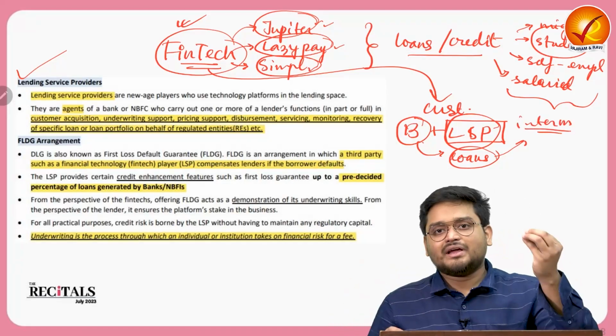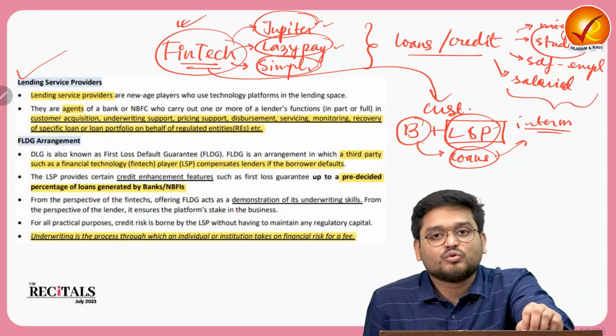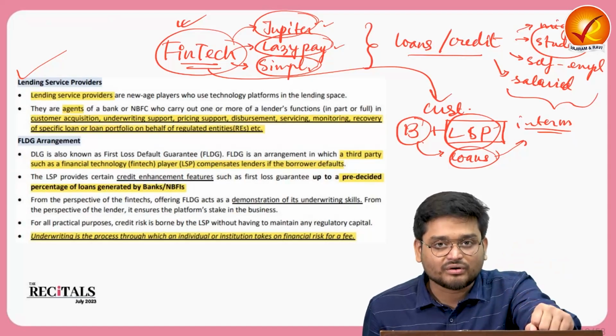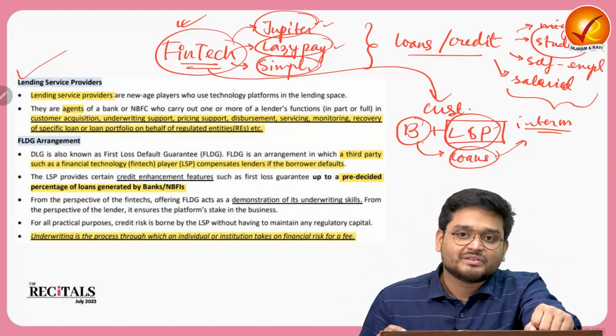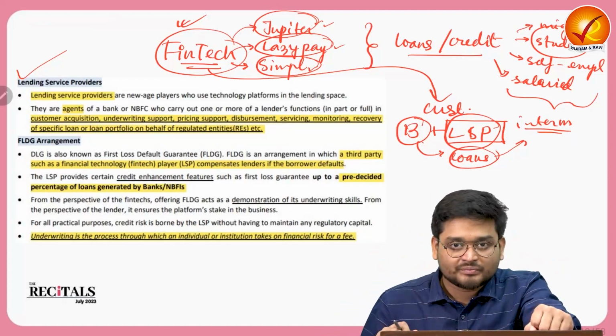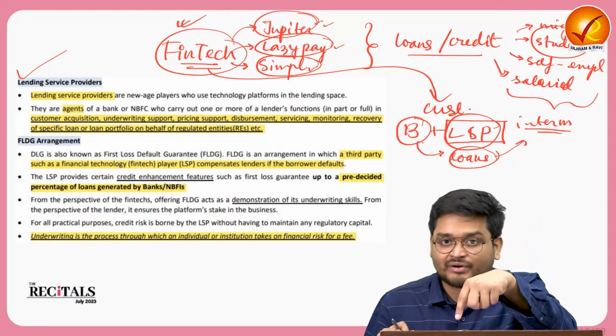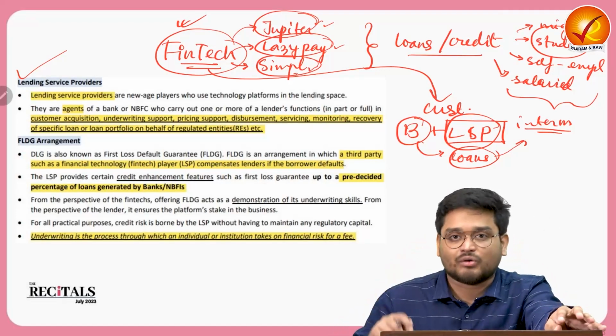In case, say a migrant worker has taken a loan of around 400 rupees. If the migrant worker is not able to pay back that loan, what will this bank do? Will it go to that migrant laborer? No, because the migrant laborer has registered on the lending service provider, for example, on Simple platform.